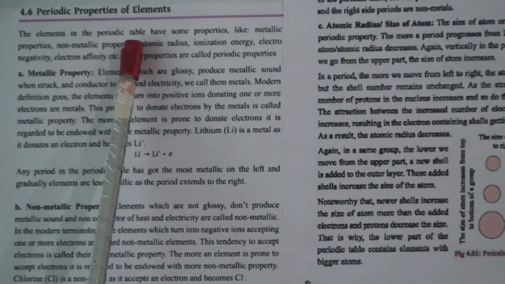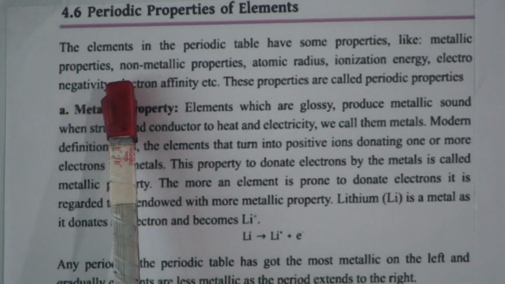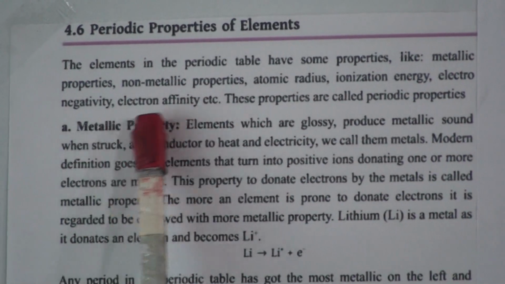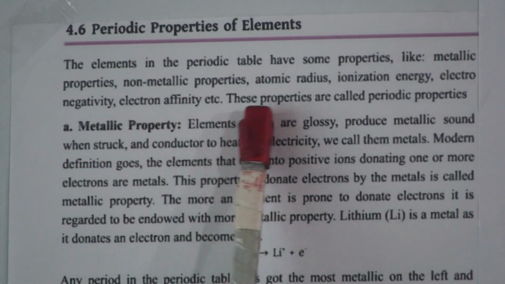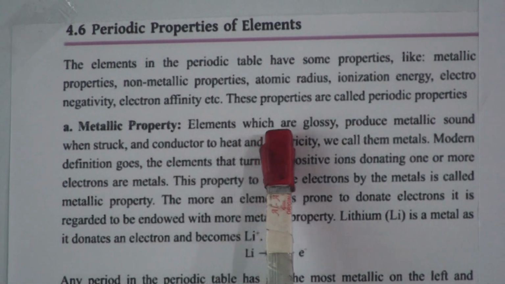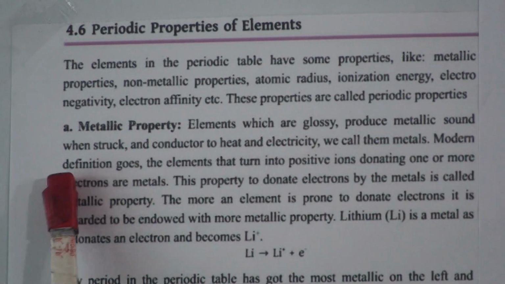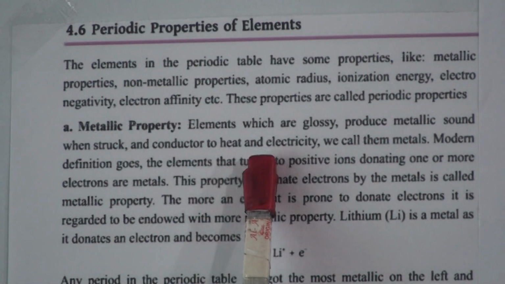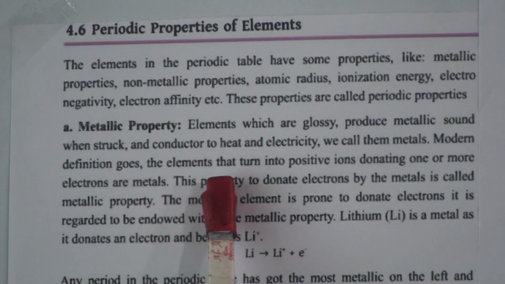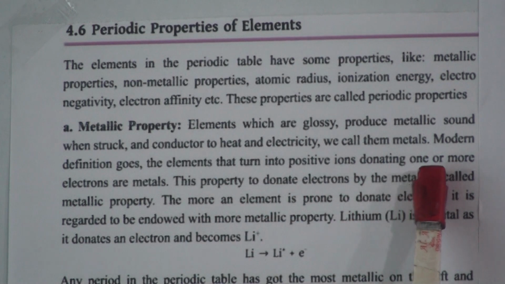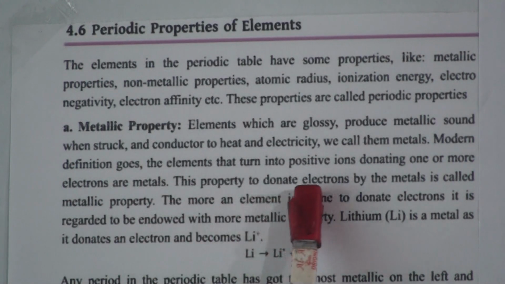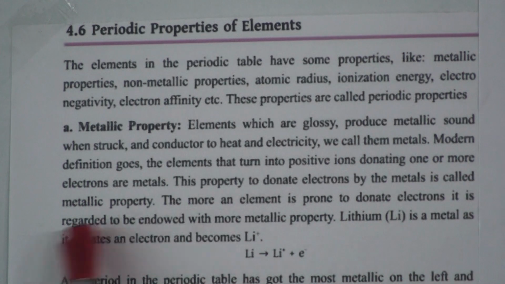The elements in the periodic table have some properties like metallic properties, non-metallic properties, atomic radius, ionization energy, electronegativity, electron affinity, etc. These properties are called periodic properties. First one, metallic properties. Elements which are glossy, produce metallic sound when struck, and are conductors of heat and electricity, we call them metals. The modern definition goes: the elements that turn into positive ions by donating one or more electrons are metals. This property to donate electrons by the metals is called metallic property.